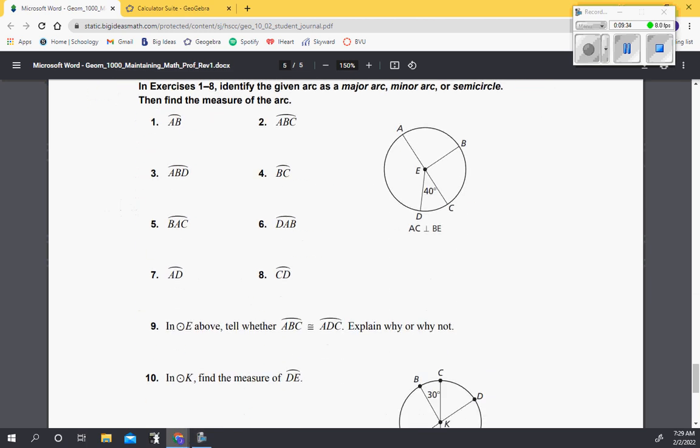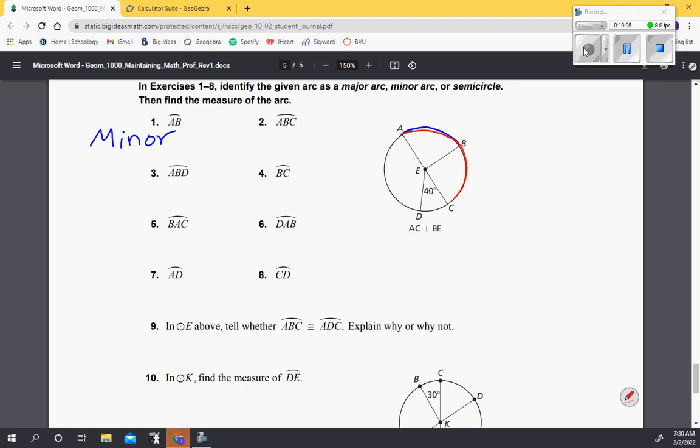In 1 through 8, we have to identify the given arc as a major arc, minor arc, or a semicircle, and then find the measure of that arc. Number 1 is AB. The first thing, is that a minor arc or a major arc? Is that less than 180 or more than 180? That is less. I'm going to say minor. Alright, let's just go through and label all of these as minor or major.